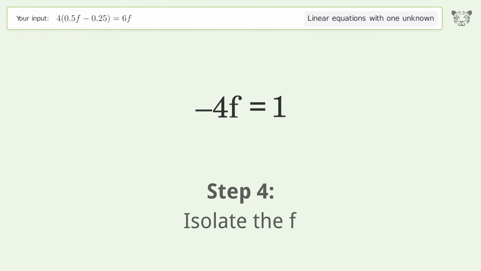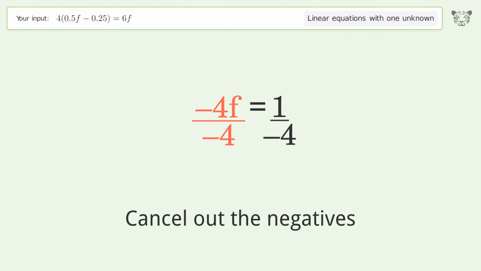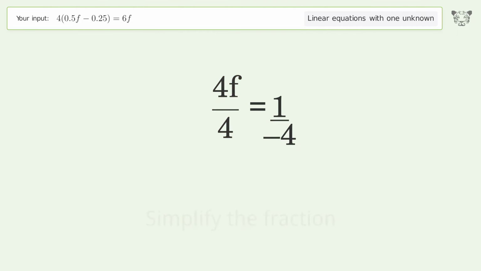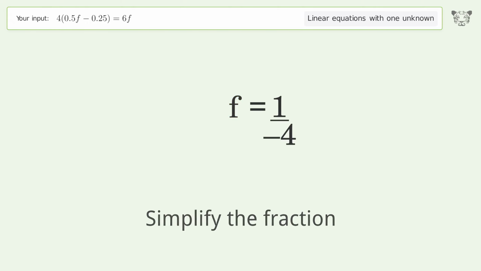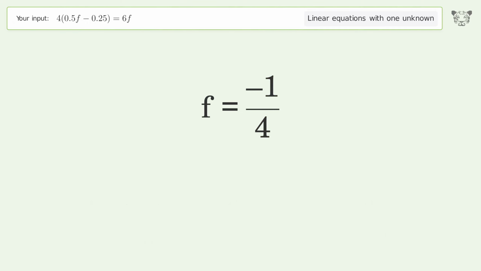Isolate the f. Divide both sides by -4. Cancel out the negatives. Simplify the fraction. Move the negative sign from the denominator to the numerator. And so the final result is f equals -1/4.